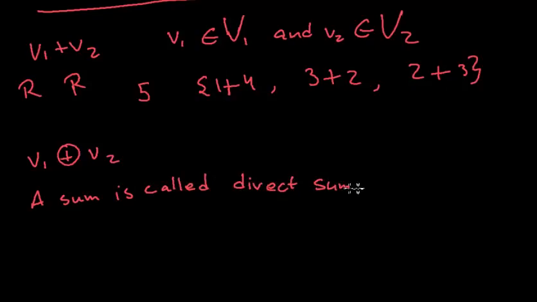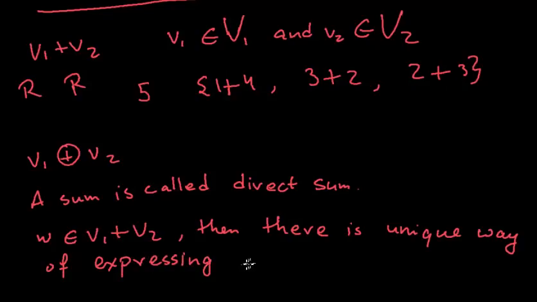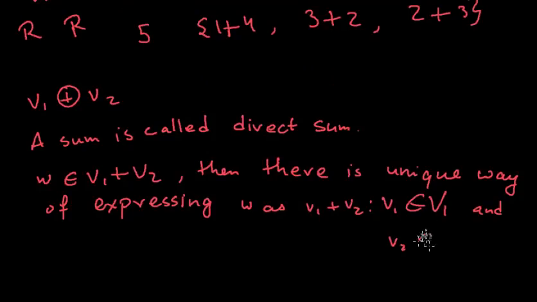A sum is called a direct sum provided that for any element w that belongs to the sum V1 plus V2, there is a unique way of expressing w as v1 plus v2 such that v1 belongs to V1 and v2 belongs to V2.